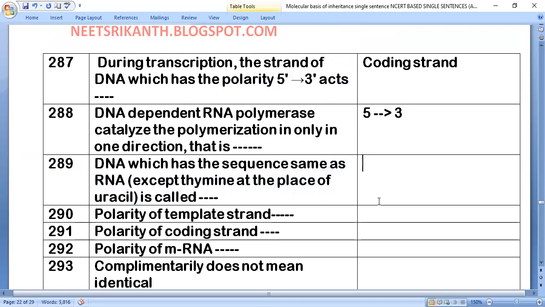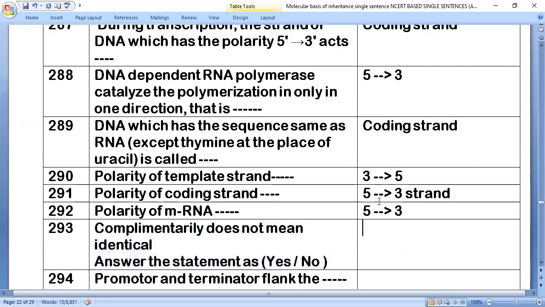The DNA strand which has the same sequence as RNA, except thymine in place of uracil, is called the coding strand. Polarity of the template strand is 3' to 5'. Polarity of the coding strand is 5' to 3'. Polarity of mRNA is 5' to 3'. Complementarity does not mean identical.